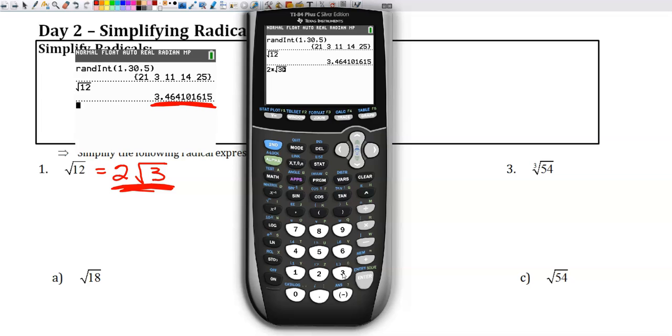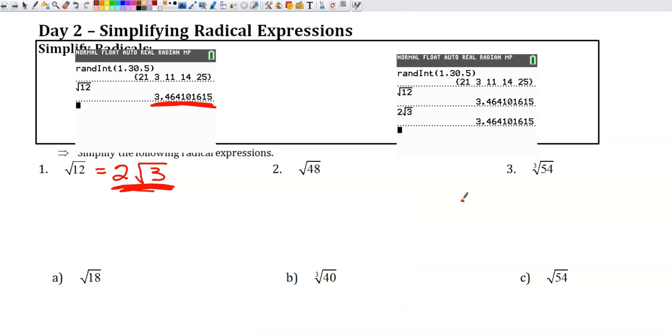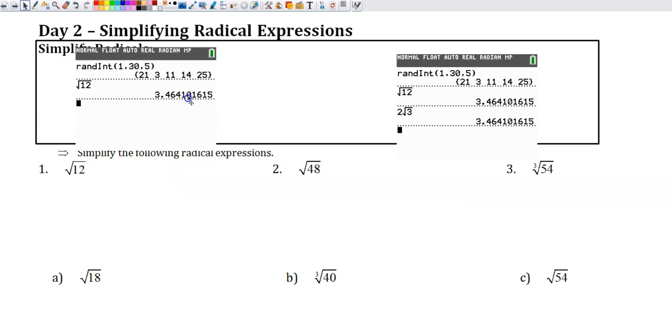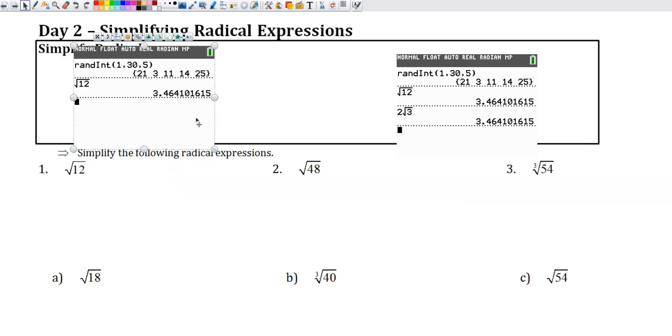So I've typed in 2 root 3. Now I included the times, but I don't need to. But I do want you to be aware that means 2 times the square root of 3. But when I hit that, and I'm hoping this is showing up again, because those 2 decimals are exactly the same, that tells me I have simplified that radical appropriately. It might not tell me that I simplified it all the way, but at least I didn't make a mistake when I was simplifying.